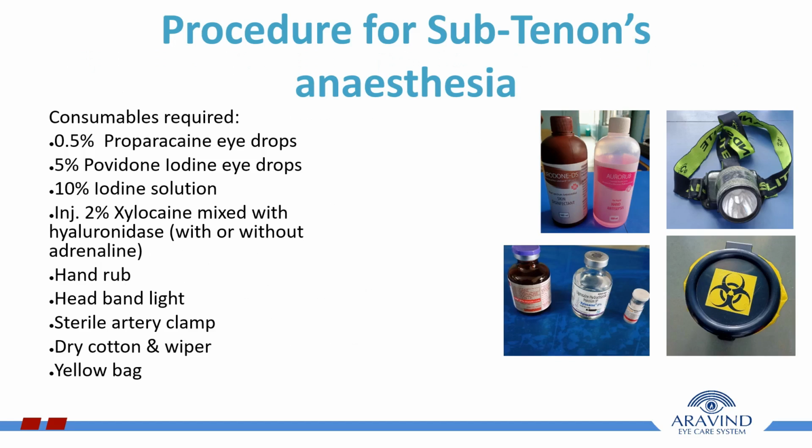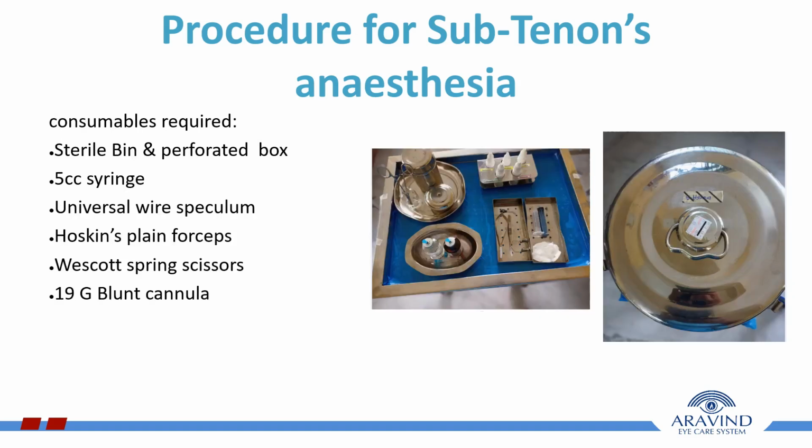Procedure for subtenon's anesthesia. Consumables required are 0.5% proparacaine eye drops, 5% povidone iodine eye drops, 10% iodine solution, injection 2% xylocaine mixed with hyaluronidase, hand rub, headband light, sterile artery clamp, dry cotton and wiper, yellow bag, sterile bin and perforated box, 5 cc syringe, universal wire speculum, Hoskins plain forceps, Westcott spring scissors, and 19 gauge blunt cannula.